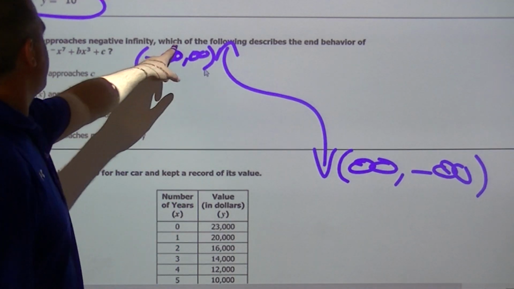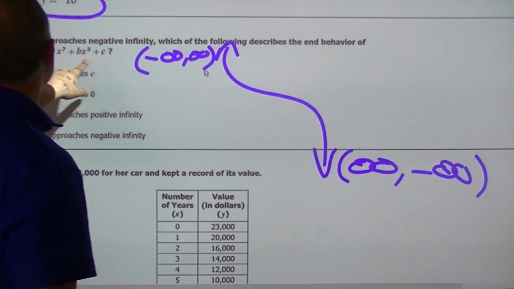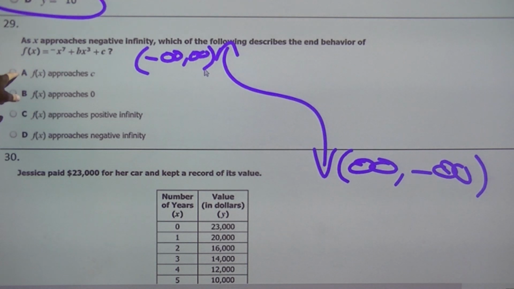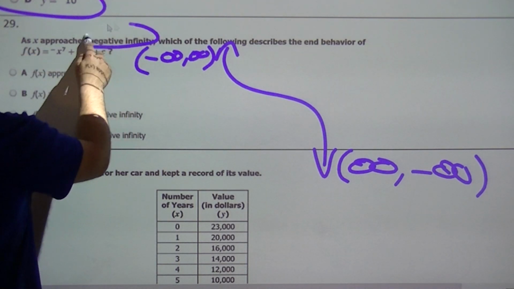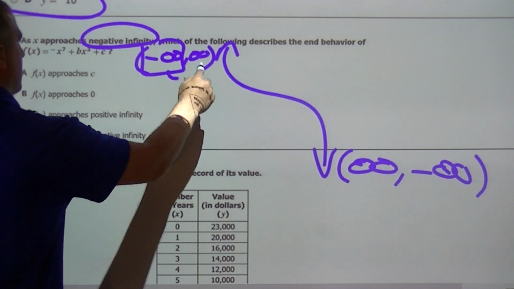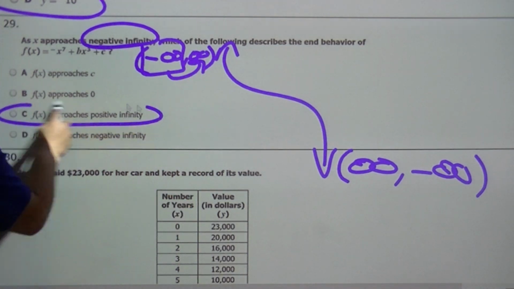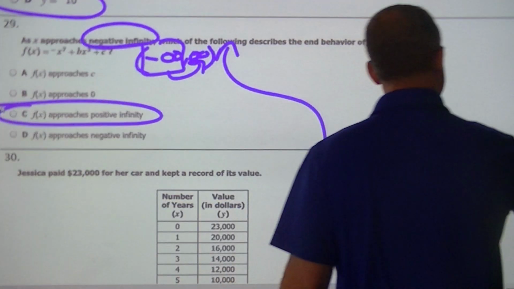So it says, which of the following behavior describes the end behavior of this? As x approaches negative infinity. Well, that's going to be this one. So that's going to lead to positive infinity. Okay? All right, that's all of them.